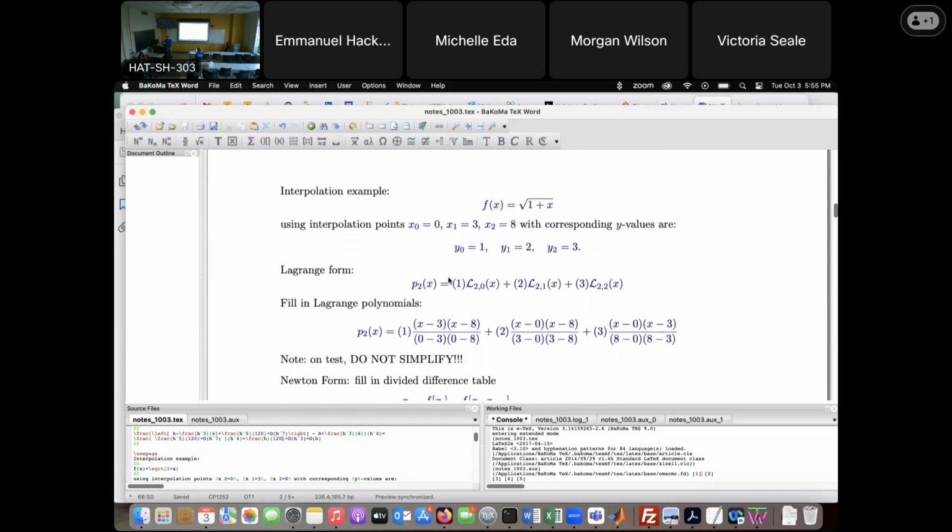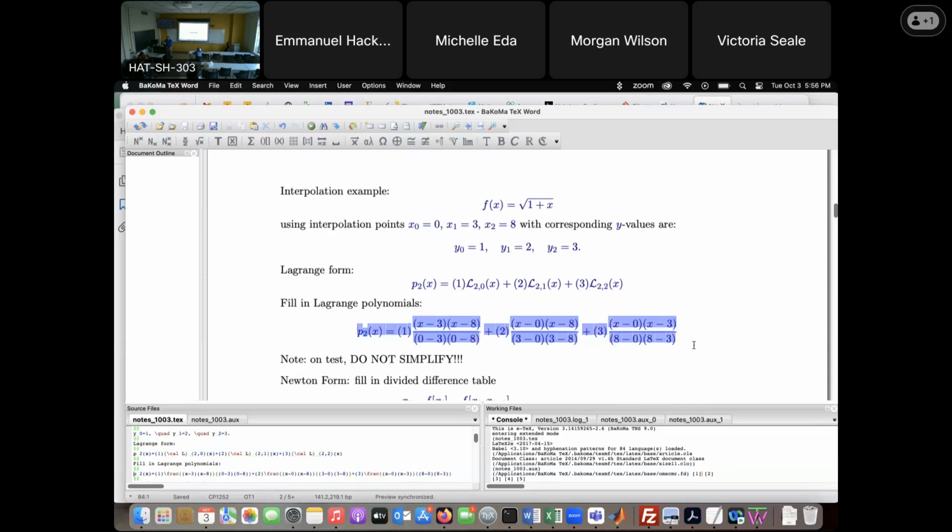Okay, here's an example involving interpolation. Here's your function, here are your 3 interpolation points, so that would be a quadratic interpolant, and here are the y values that go with them. I chose interpolation points so that the y values work out nicely, which is square root. Then your Lagrange form would be your y values, 1, 2, and 3, times your Lagrange polynomials, using the formula that's given. And this right here is what your final answer would look like. Don't simplify it. It's easier for me to grade if I have it written like this, because then that shows me that you understand the process of generating Lagrange polynomials.